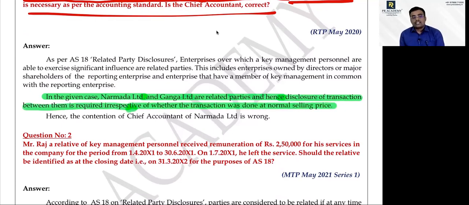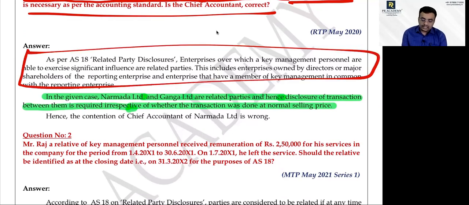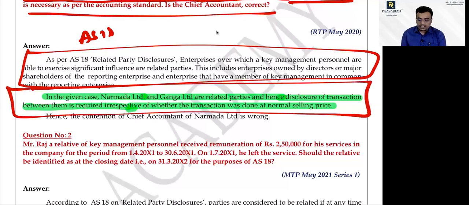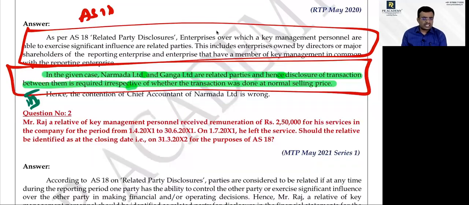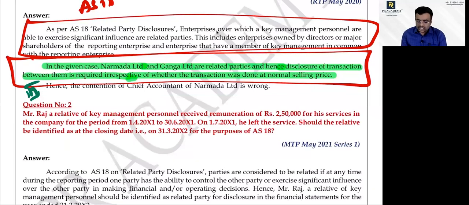This morning I would have put up a video. I don't know how many of you have gone through that video. If you go through that video, you can connect the institute sources answer directly. This is the content which is given under AS 18. This para is connecting that content under the present case. Third part of the answer is a conclusion. I hope you are able to understand. If you write like this, 5 out of 5, you will get at least 4.5. Hence, the contention of the chief accountant of Narmada Limited is wrong. Based on all this, I say it is wrong.